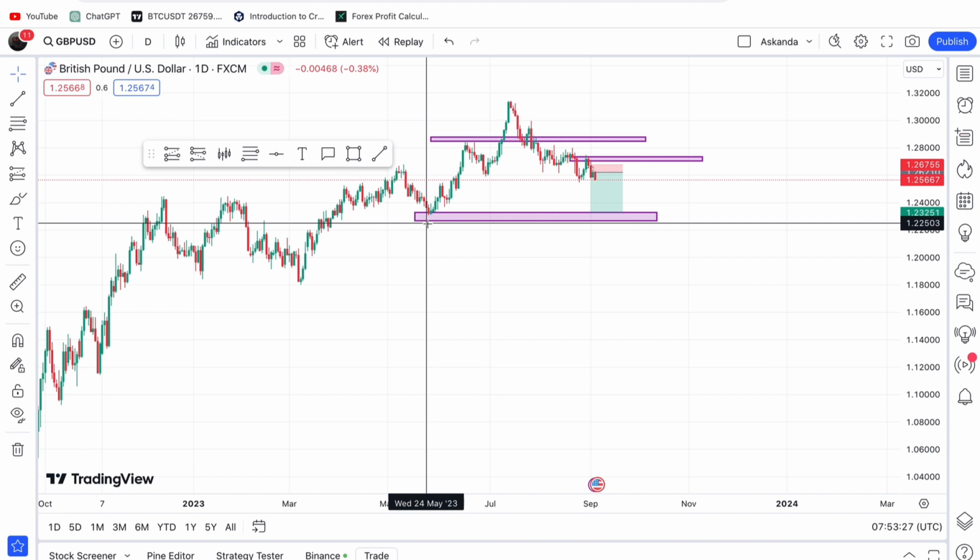Gold too is the same. If the US dollar is falling, gold will be rising. If the US dollar is falling, Bitcoin will be rising. And if the US dollar is rising, gold will be falling and Bitcoin too will be falling. This is common sense. Okay.